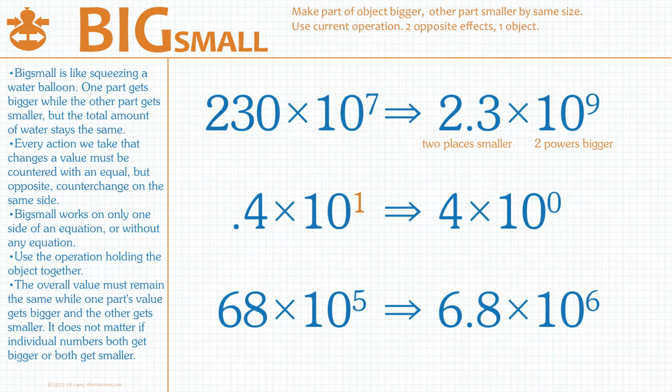Scientific notation becomes less intimidating with big small. 230 becomes 2 places smaller to 2.3. The 7 becomes 2 powers bigger to 9. Point 4 needs to become 4. Since the number got bigger, the power must get smaller. 1 power smaller than the invisible 1 is 0. 68 becomes 1 place smaller to 6.8. The 5 power gets 1 bigger to 6.